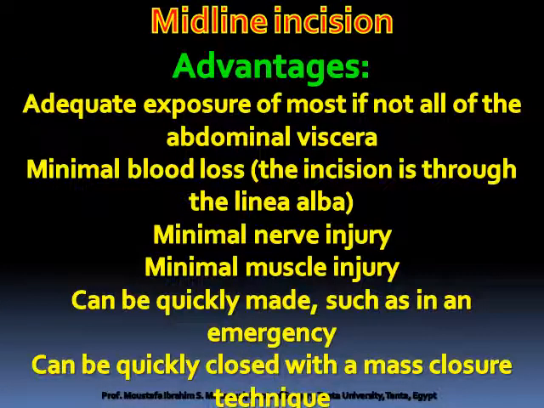The advantages of the midline incision: it gives adequate exposure of most, if not all, of the abdominal viscera. Minimal blood loss, as the incision is through the linea alba, which is not highly vascular. Minimal nerve injury, minimal muscle injury. It can be quickly made, such as in an emergency, and can be quickly closed with a mass closure technique.